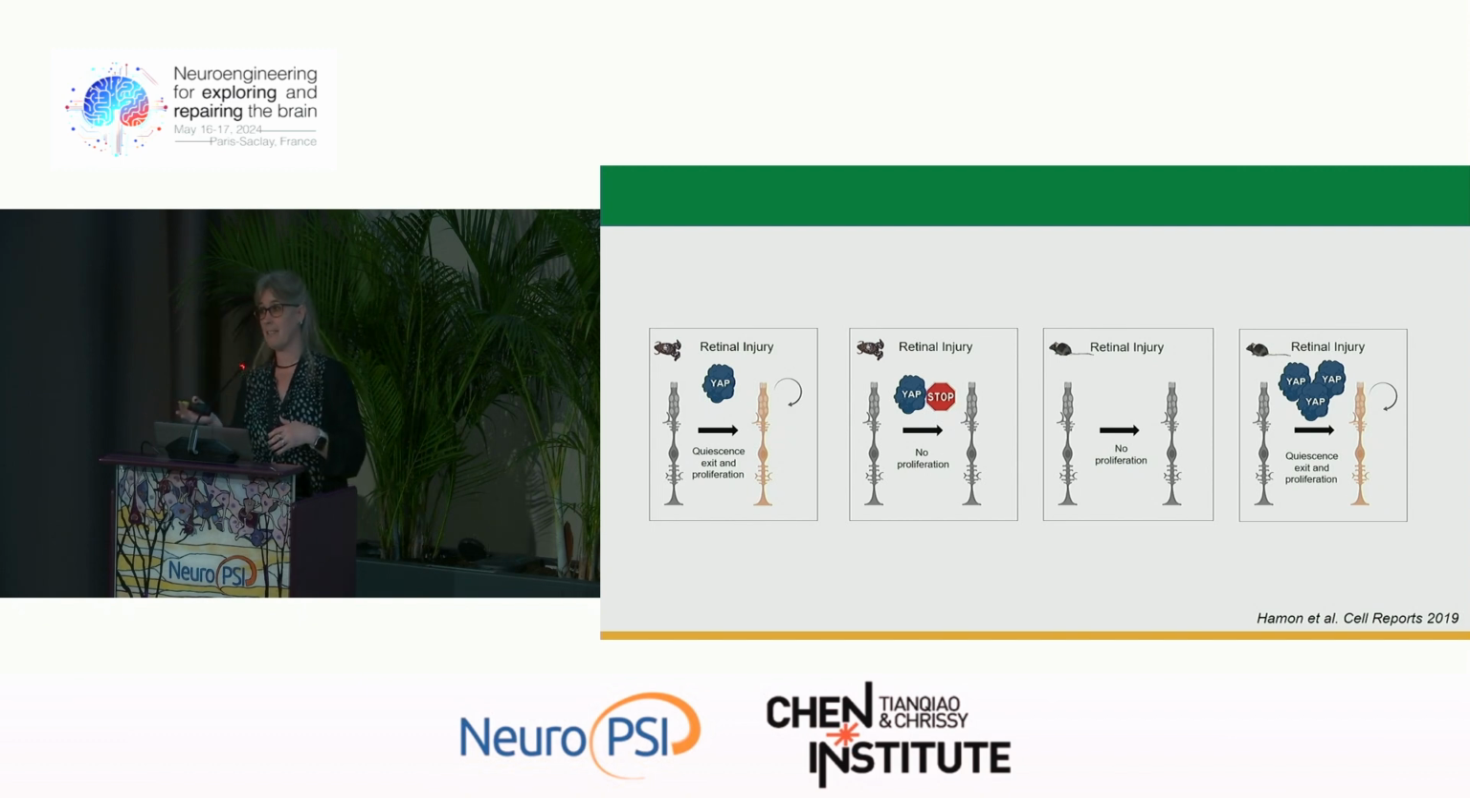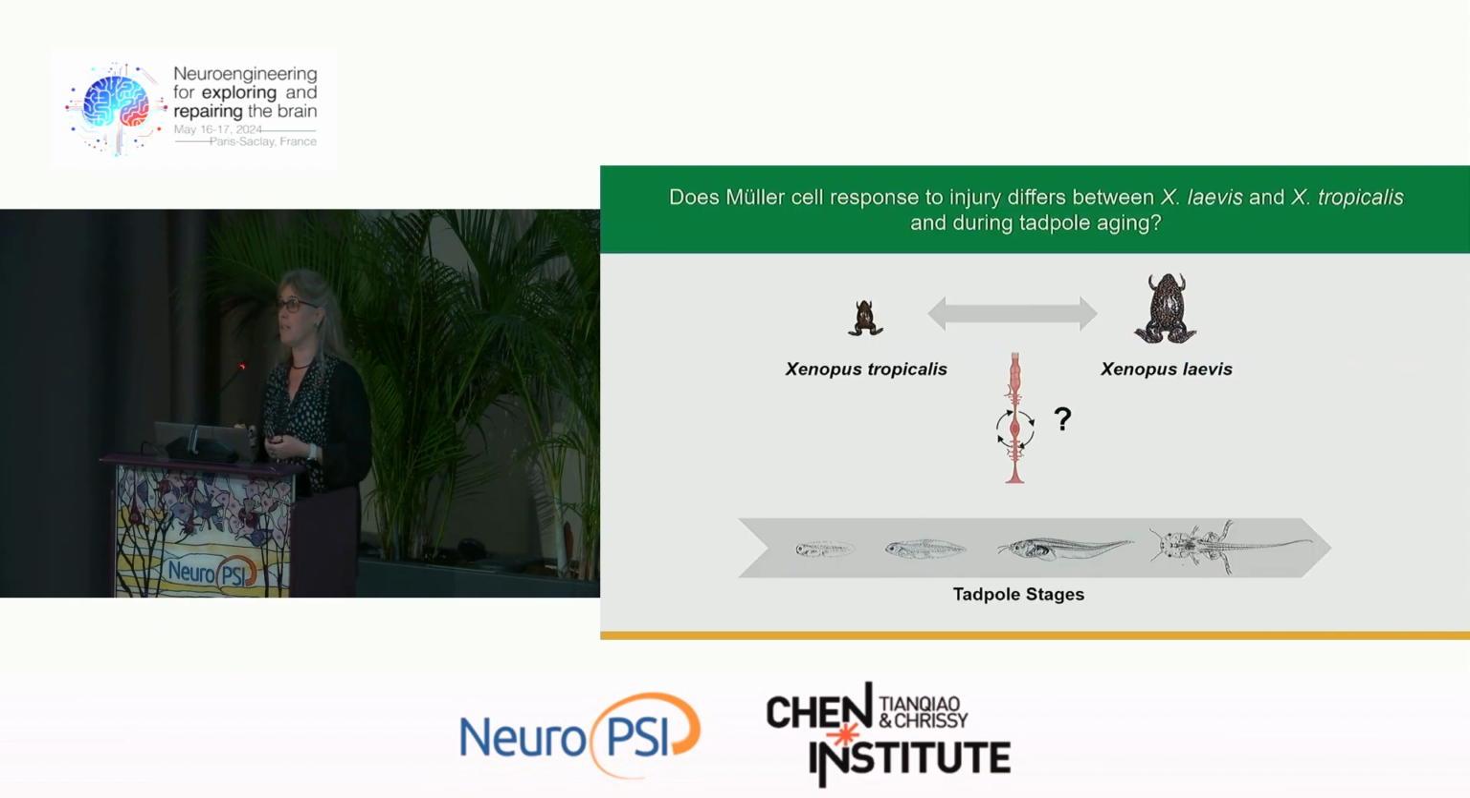Now, I'd like to show you in the next part of my talk that intrinsic factors are clearly not enough, and that the microenvironment, the niche in which Müller cells reside, is obviously highly important. And this started with a comparative analysis where we initially wanted to compare Müller cell response to injury in two different Xenopus species and during the aging of the tadpole.